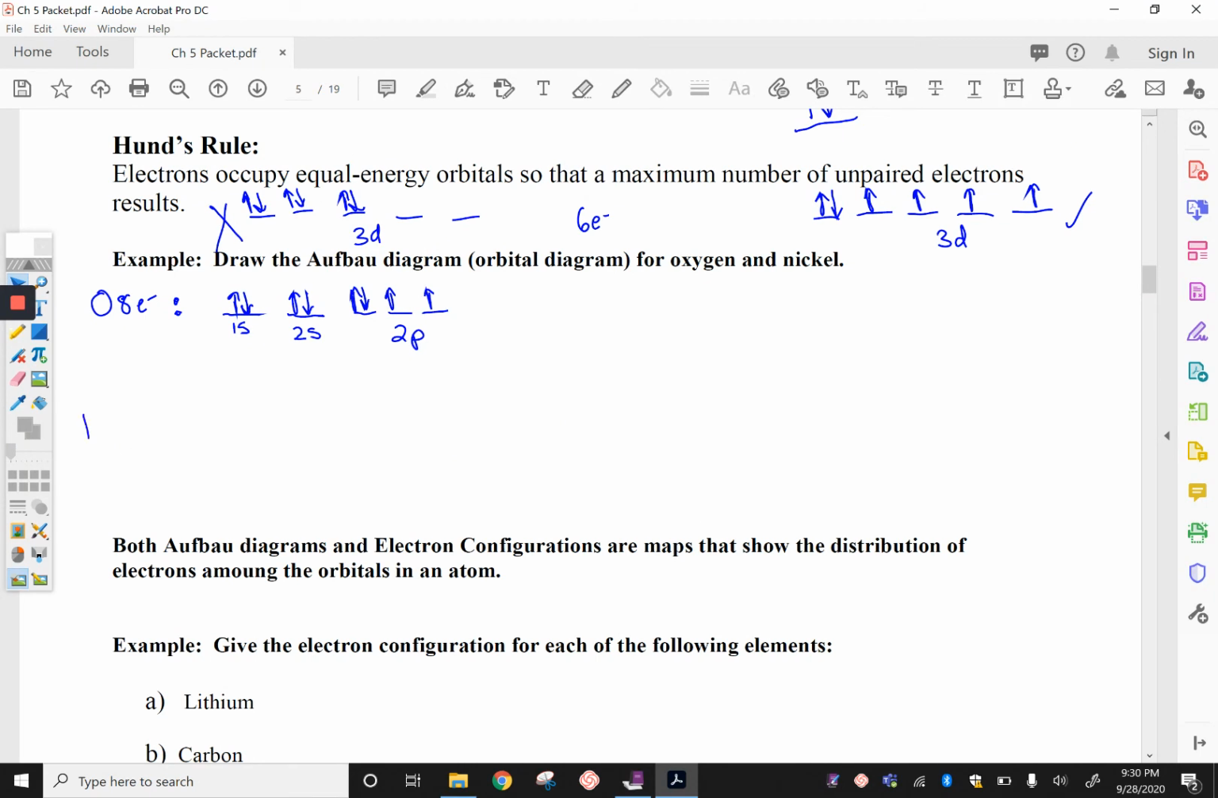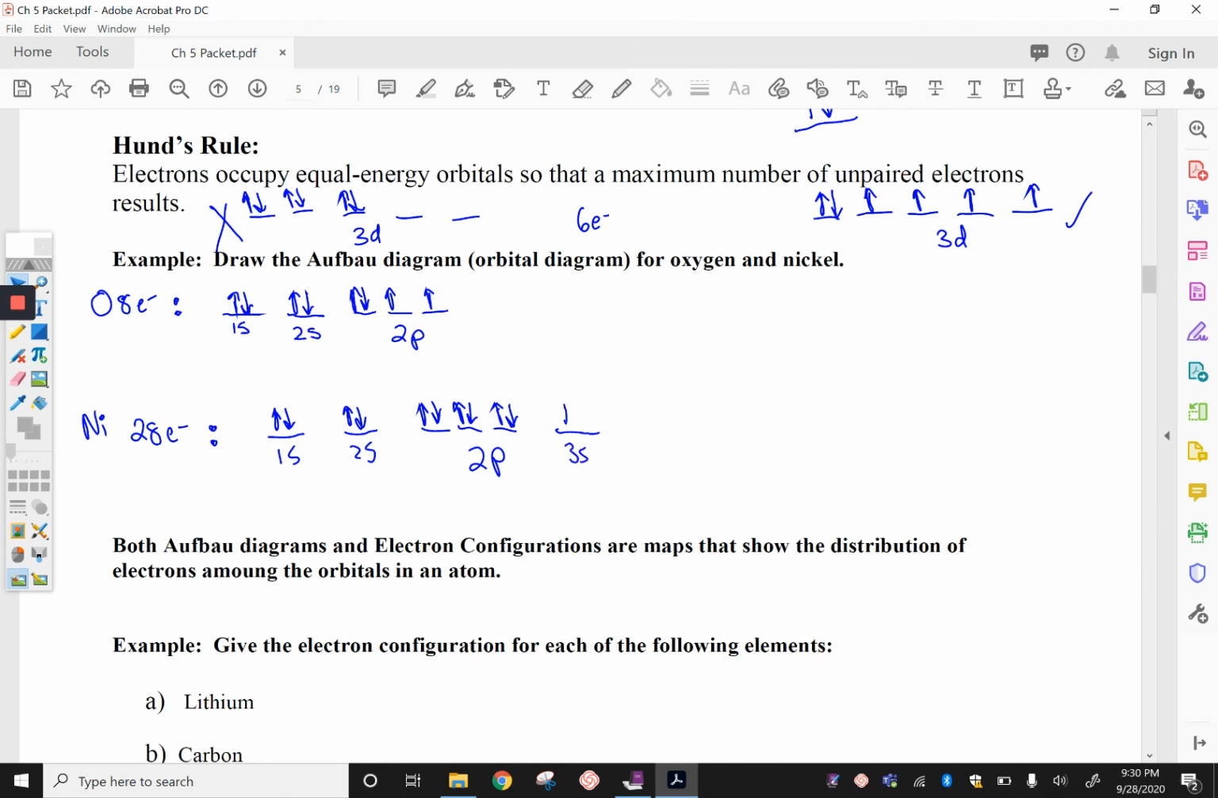So nickel, 28 electrons. Let's do that. We're going to start with 1s. That takes up to 2 electrons. Then 2s. That takes up to 2 electrons. Then 2p. That takes up 6 electrons. 1, 2, 3, 4, 5, 6. So far I've drawn 10 total electrons. 18 more. So next, what comes after that?